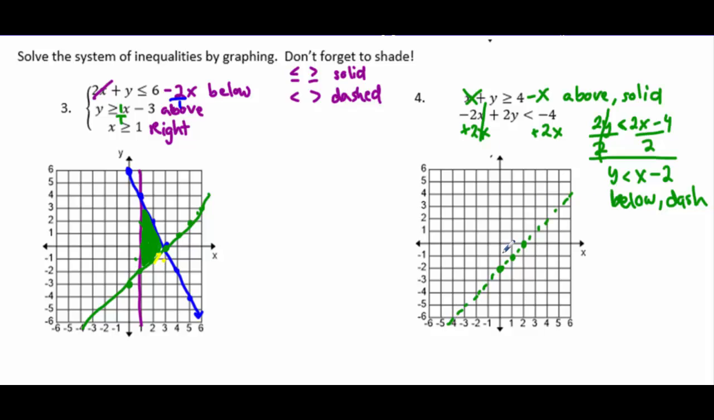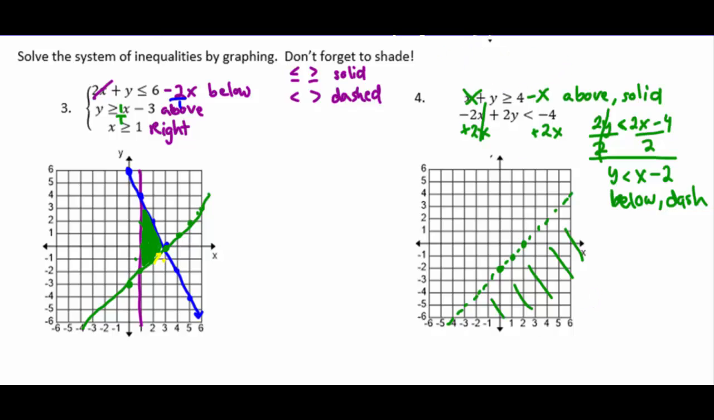Here's my dashed line. Below that line is going to be this side of my line, because if I just think about putting my pencil on the line and I draw an arrow down, whichever half of my graph that arrow is on, that's the side that I'm shading. So that's what I've got so far, is I'm shading down there.